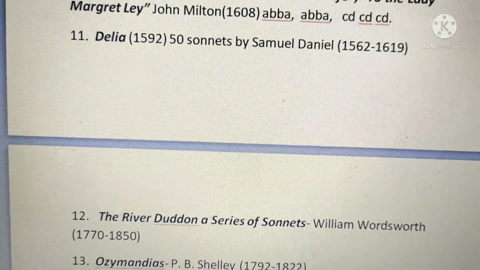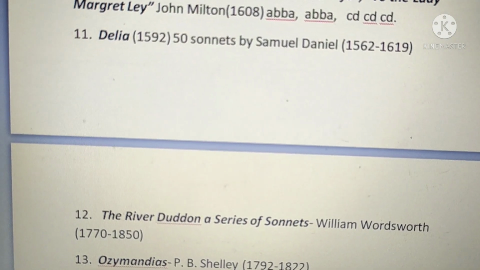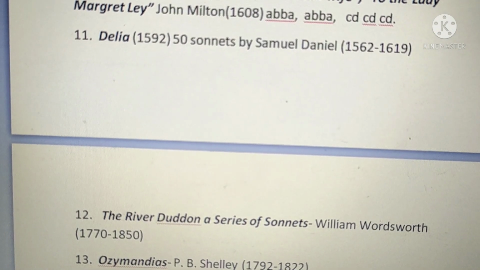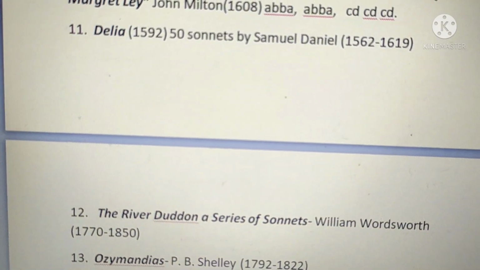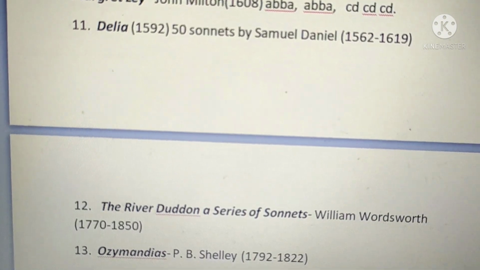Then Delia. Delia is written by Samuel Daniel. Samuel Daniel is also an Elizabethan poet. Samuel Daniel wrote 50 sonnets in his sonnet sequence Delia.